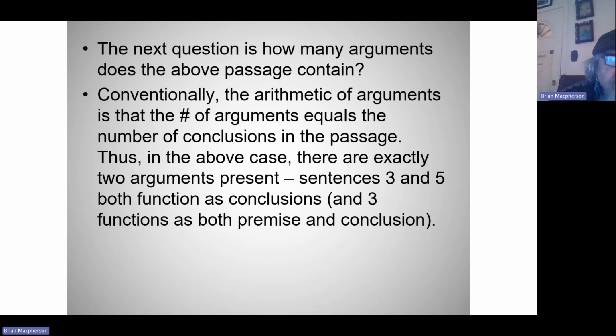So actually, this links with the next slide. How many arguments does the above passage contain? As I just pointed out, conventionally, the arithmetic of arguments is that the number of arguments equals the number of conclusions in the passage. So in the above case, there are exactly 2 arguments present. Sentences 3 and 5 both function as conclusions. So that's how you identify whether or not an argument is present, right? By identifying the number of statements that function as conclusions in that passage. So we say, therefore, that in the previous passage, there are altogether 2 arguments.